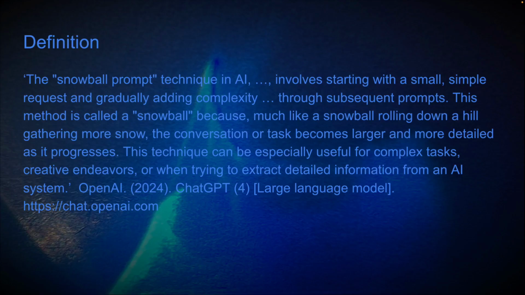The snowball prompt technique in AI involves starting with a small, simple request and gradually adding complexity through subsequent prompts. This method is called a snowball because, much like a snowball rolling down a hill, gathering more snow, the conversation or task becomes larger and more detailed as it progresses. This technique can be especially useful for complex tasks, such as what we're doing today, creative endeavors, or when trying to extract detailed information from an AI system.